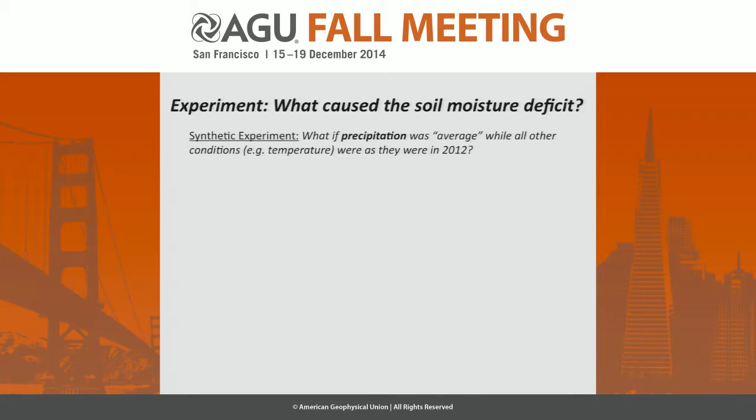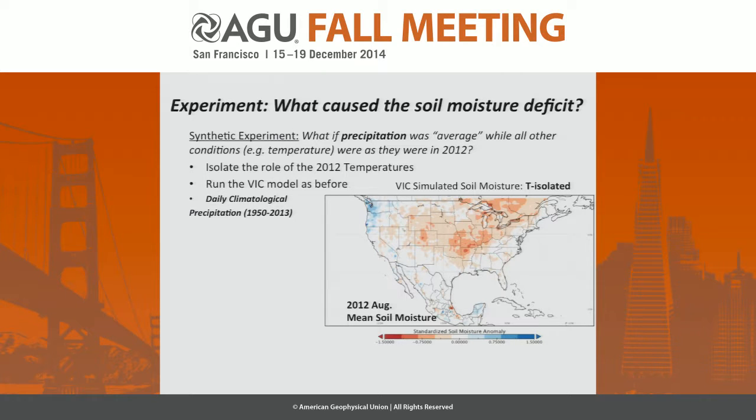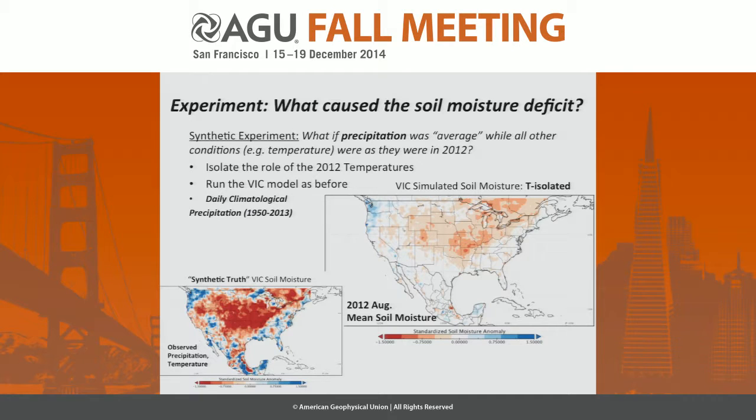Okay, so the simple experiment. What are the real drivers behind the drought? To do this, I wanted to isolate first the role of temperature. So what if precipitation was average? If we set precipitation to average, isolate the role of 2012 temperatures, and run the hydrologic model as before, except use daily climatological precipitation, what you end up with is a very subtle drought signal when you compare it to what I'm calling the synthetic truth, which is the previous run with observed P and T. You only capture a small amount of that signal, and the anomaly is on the order of about 0.4 sigma, which is a little over a quarter of the total anomaly. It's also likely that this is overstating the influence of temperature, because we know from that scatter plot that precipitation and temperature are linked, and I'll talk a bit more about that.